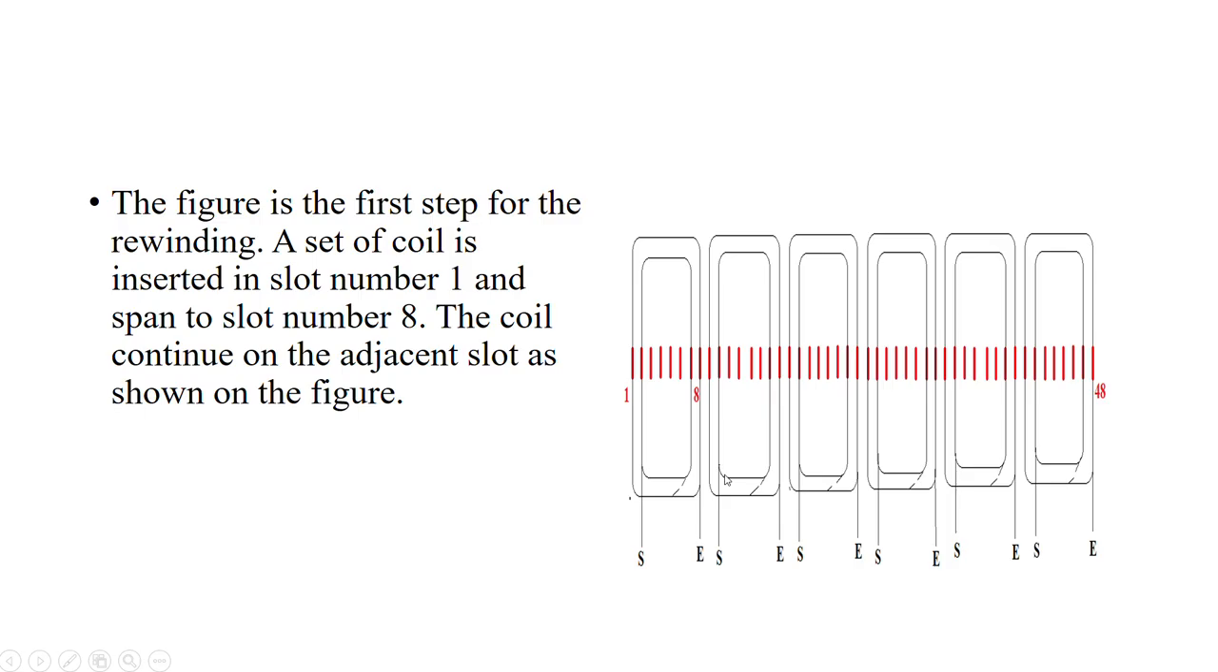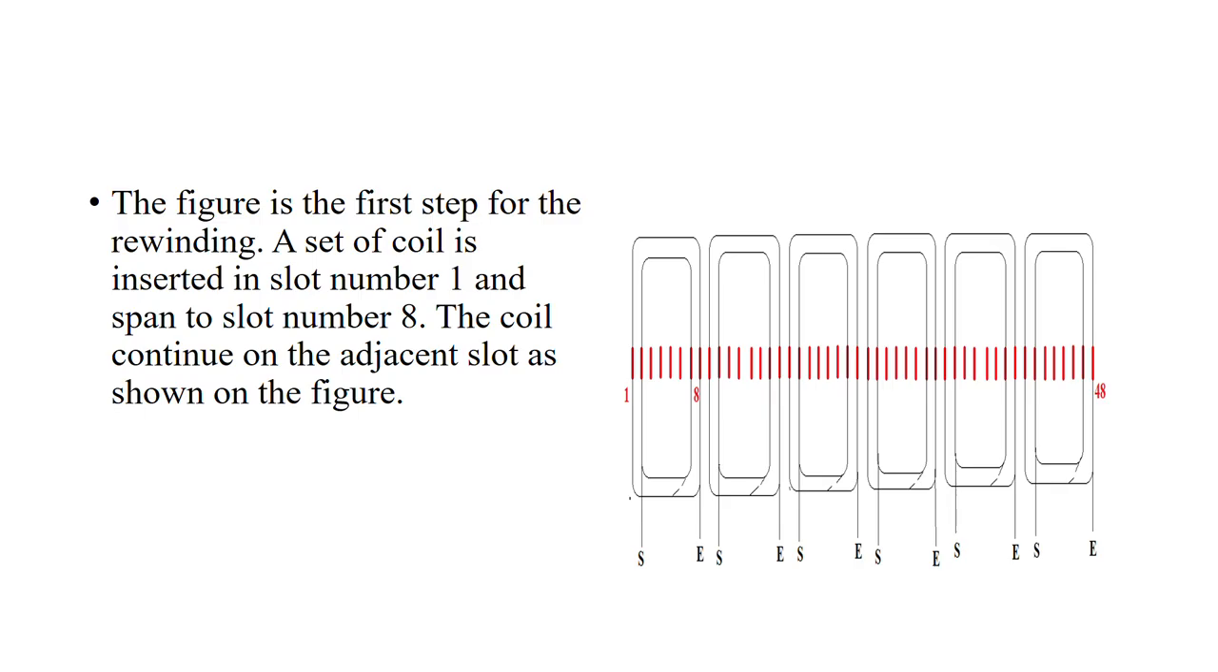Do the same thing here. The start, it goes round. Now the outer span is still 8. If you count here, this is 1, 2, 3, 4, 5, 6, 7, 8. You do the same thing here. The outer span will be 8 as well. 1, 2, 3, 4, 5, 6, 7, 8 up till 48. That is the first set of the winding.